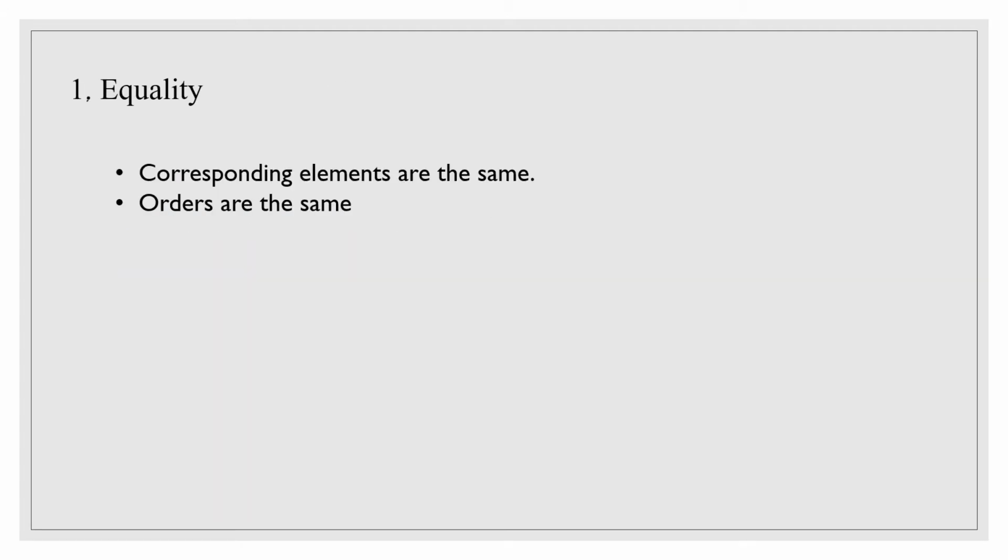First one is the equality. We say that two matrices are equal if and only if the corresponding elements are the same. Before checking the corresponding elements, we must make sure that the orders are the same. See, the orders are given as n by n, or if it is a square matrix of order 2, maybe it is 2 by 2. In other words, it has got two rows and two columns.